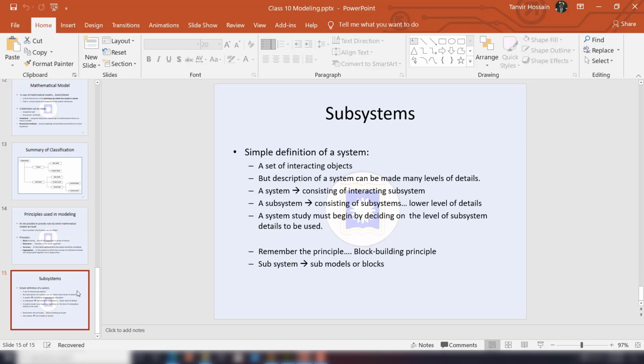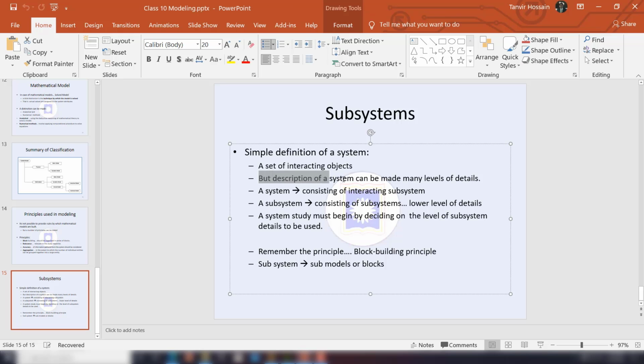For this concept, we are going to understand a system a bit differently. A system is a set of interacting objects, as you have discussed before, but the description of a system can be made at many levels of detail. So we can define a system as specifically as we want. However, as you can see, a system consists of interacting subsystems, and a subsystem again consists of subsystems, at lower levels of detail.